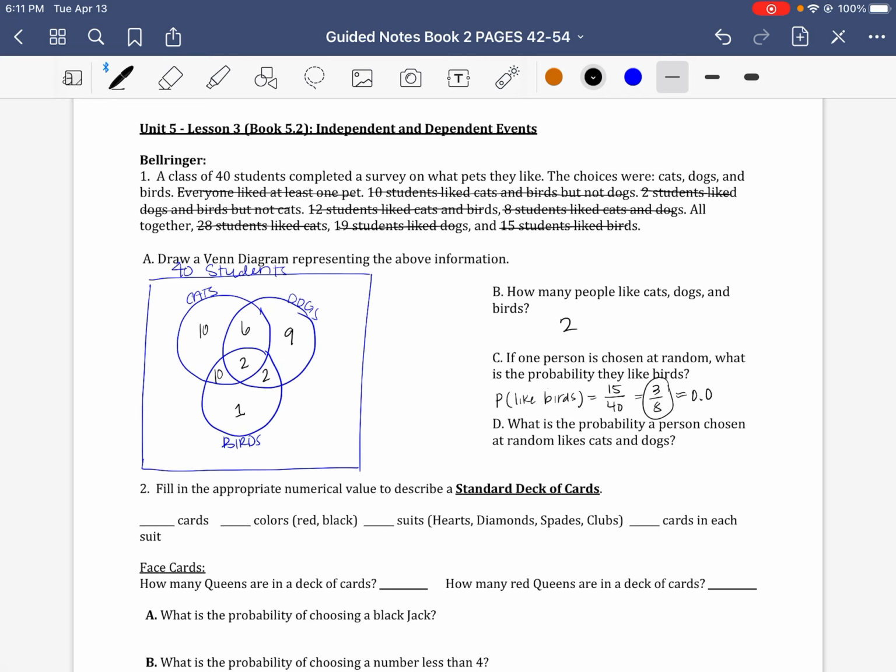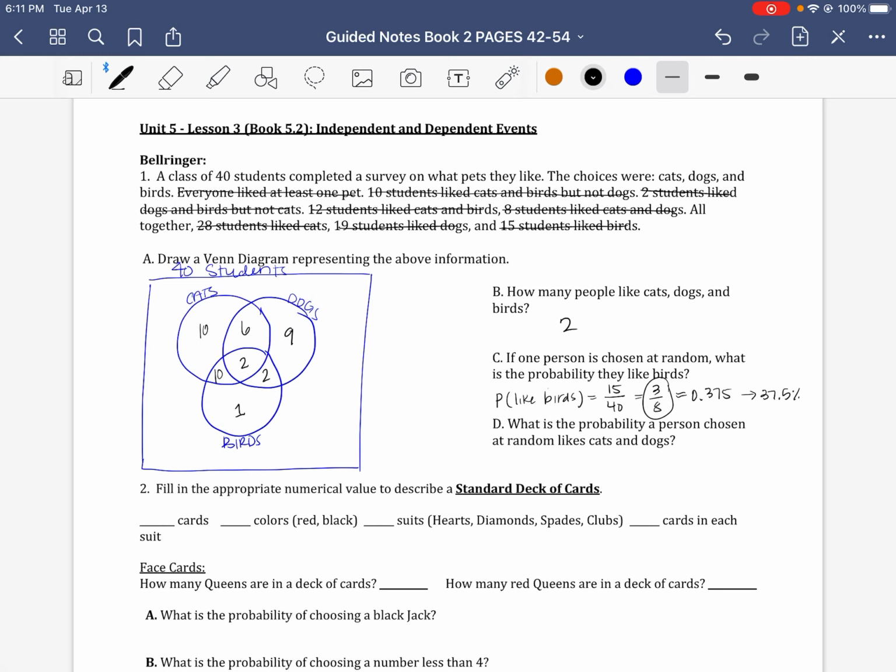Or if you want to write it as a decimal, you could approximate that. 0.375. Or in other words, 37.5%. So however you want to write it, again, just remember, any of it's fair game.